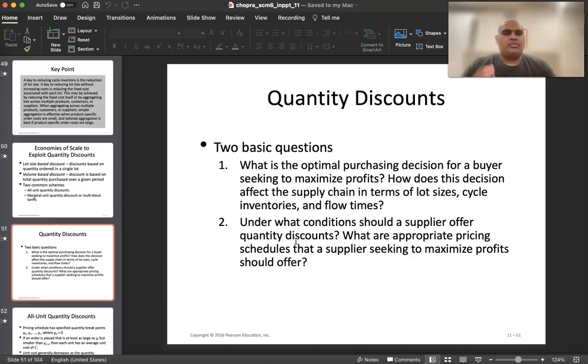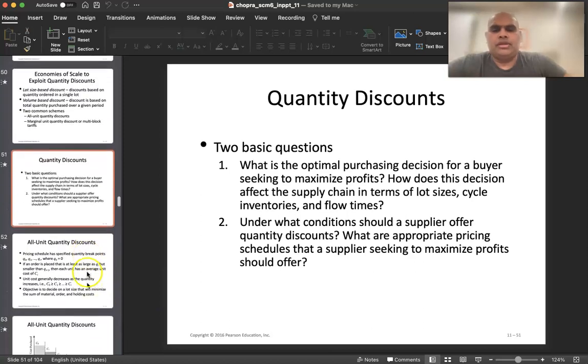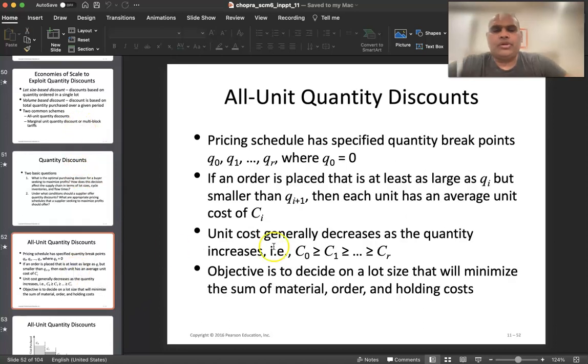This is where the whole supply chain aspect comes in, where you're not just talking about the single company which is placing orders from its supplier, but also what's happening with the supplier itself. So we'll talk about all of that in this series of videos on quantity discount. But first, let's look at the basic quantity discount scheme, which is the all unit quantity discount.